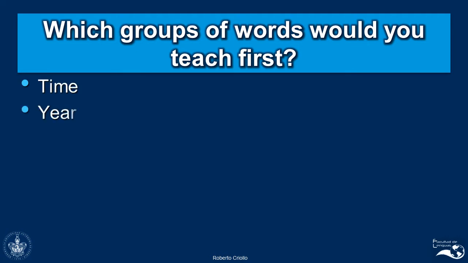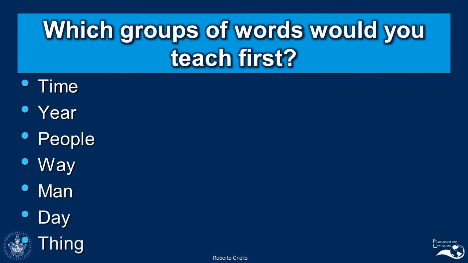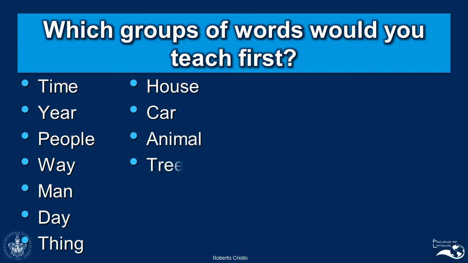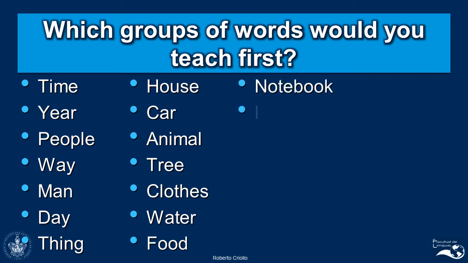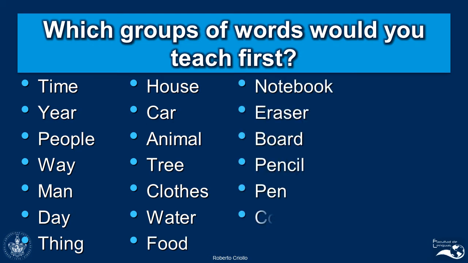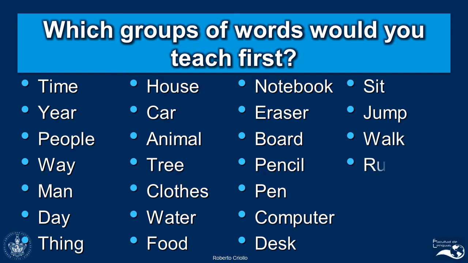If we look at these groups of words, in the first one we have time, year, people, way, man, day, and thing. The second group contains house, car, animal, tree, clothes, water, and food. In the third group, I will include notebook, eraser, board, pencil, pen, computer, and desk. And finally, in the last group, I have sit, jump, walk, run, head, hands, and feet. Now, the question here is, which of these groups of words would you teach first?